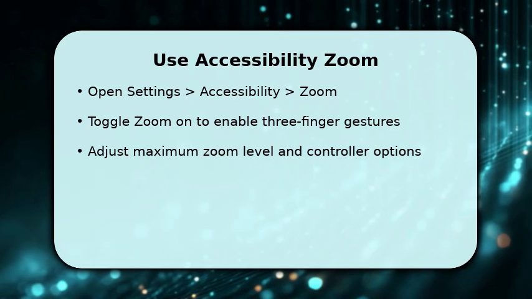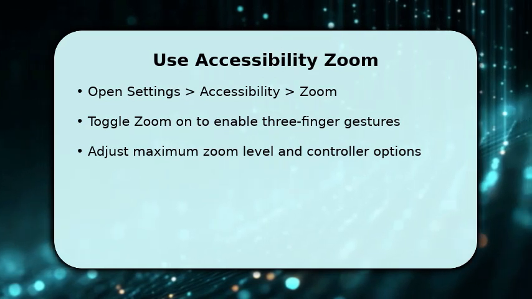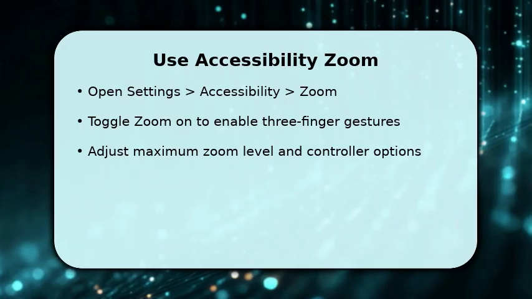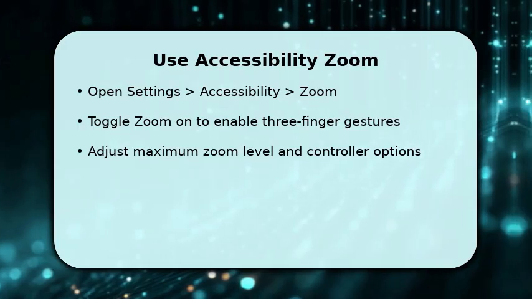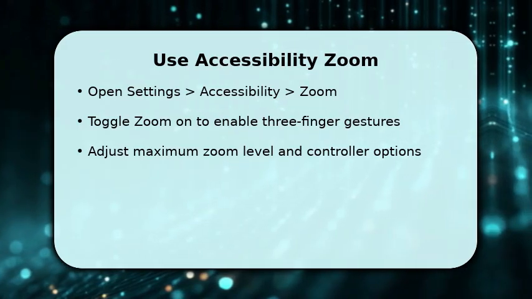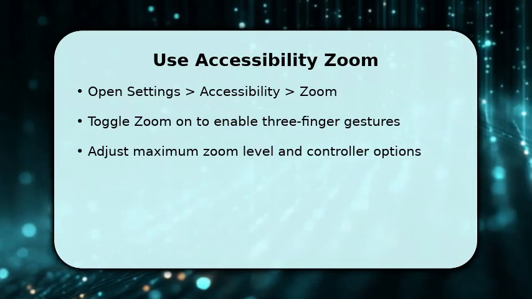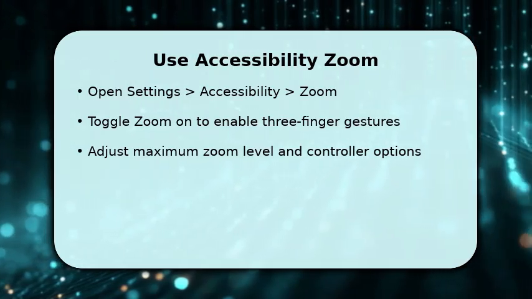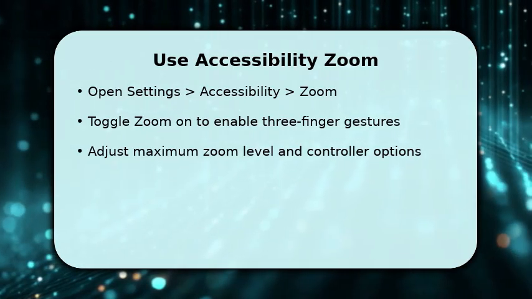Next, you switch to Accessibility if you need finer control. Go to Settings, Accessibility, then Zoom to enable system-wide magnification. Once enabled, you can use 3-finger double tap to zoom and drag to pan. This gives temporary magnification without changing layout.